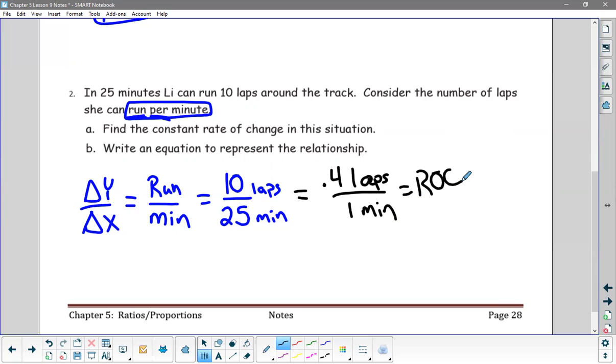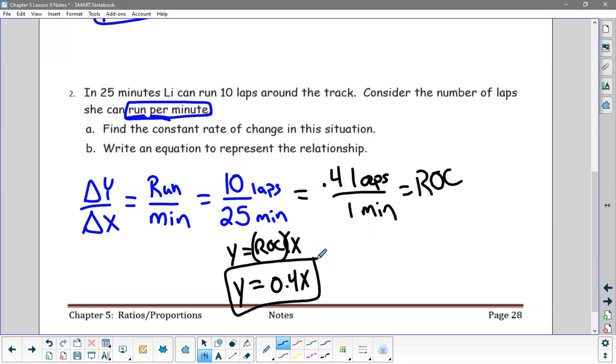So to write out the equation, y equals rate of change times x, we just sub it in. 0.4 times x, and there's our equation. So again, y stands for how many laps she can run. Well, it's equal to 0.4 times how many minutes she runs for.